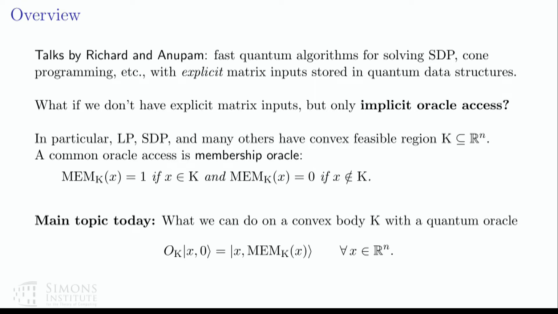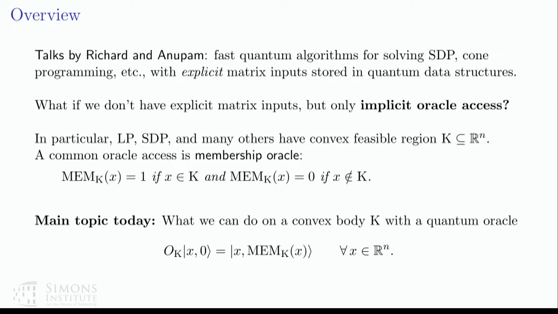The main topic today is what we can do on a convex body with just this very general information, the membership oracle, only with this kind of quantum superposition access. That is basically a quantum unitary oracle that maps the quantum state |x,0> to the quantum state |x, mem_K(x)>, where mem_K(x) is a Boolean value that equals 1 if your x is inside the convex body or 0 if not. So this is really a very general problem and a very general definition of a problem set.